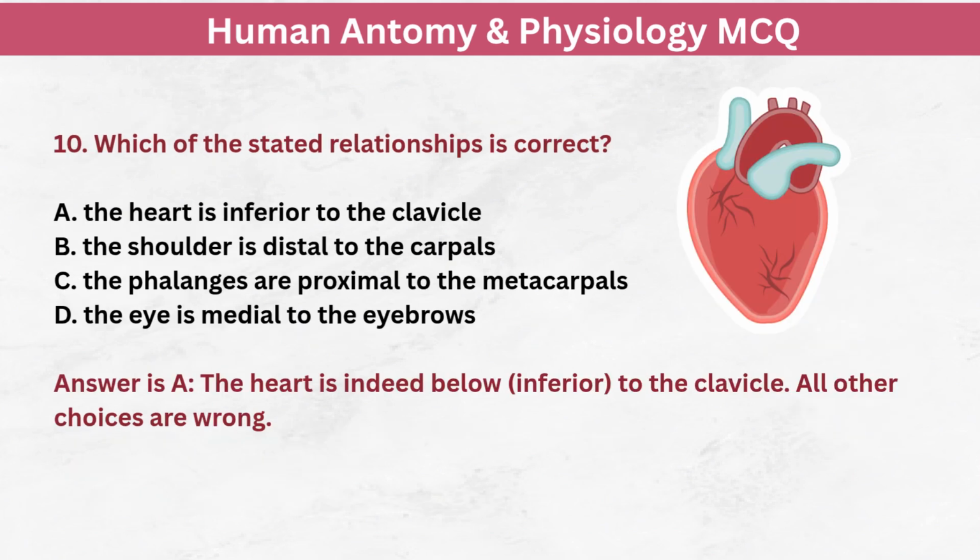10. Which of the stated relationships is correct? A. The heart is inferior to the clavicle. B. The shoulder is distal to the carpals. C. The phalanges are proximal to the metacarpals. D. The eye is medial to the eyebrows. Answer is A. The heart is indeed below, inferior, to the clavicle. All other choices are wrong.